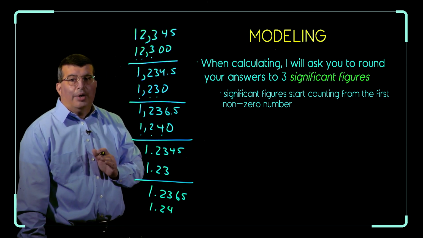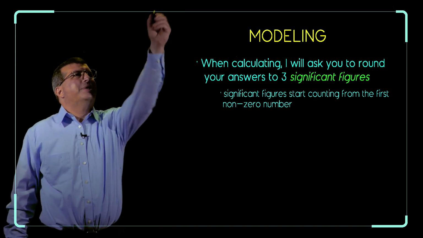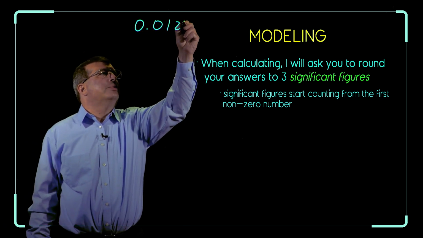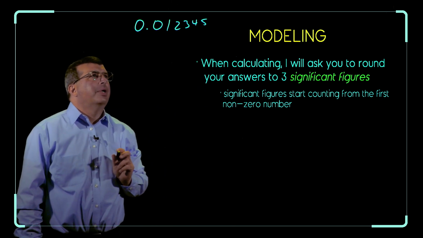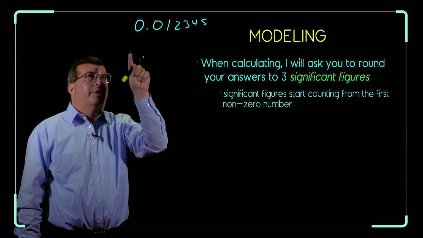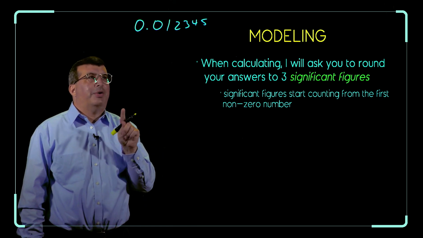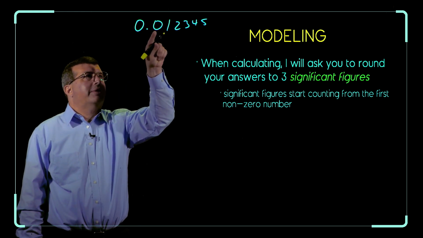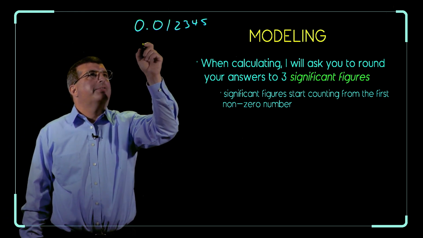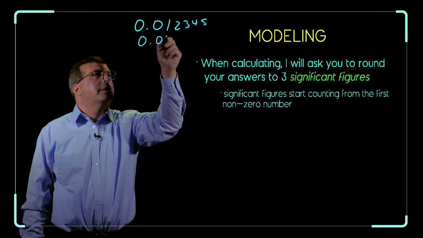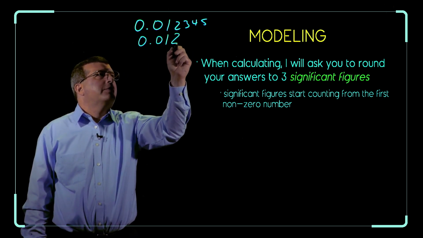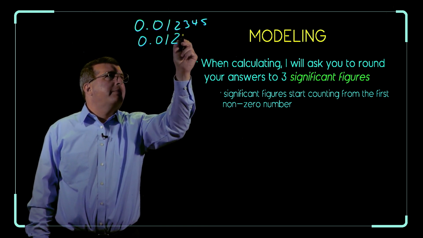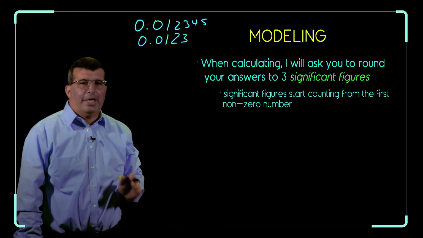Okay, I've got 3 more examples. How about this one? 0.012345. Now remember the first significant figure is the first non-zero digit. So that 0 is not significant, that 0 is not significant. The 1 is the first significant digit. Then we have the 2, and then we're going to round off. This is 3, 4, so we're going to round down to 3 and write nothing afterwards.